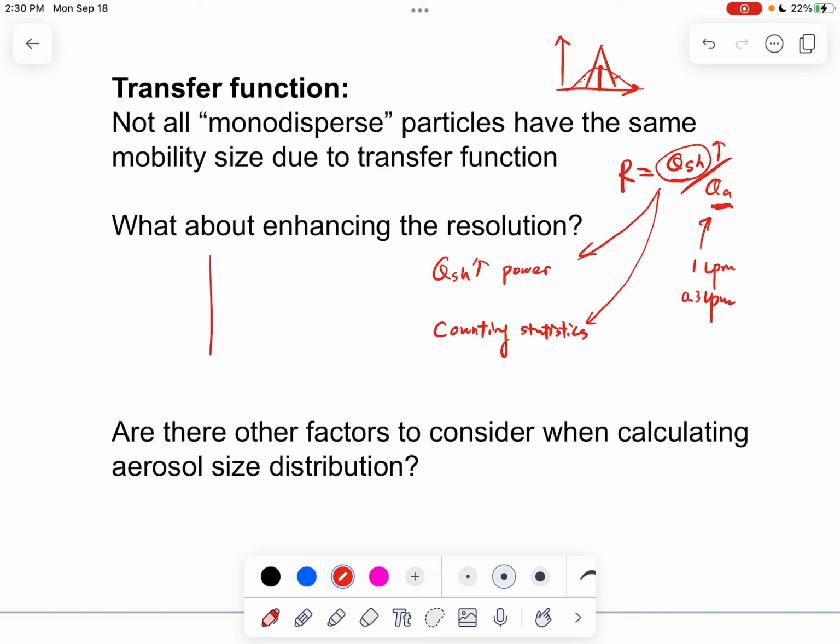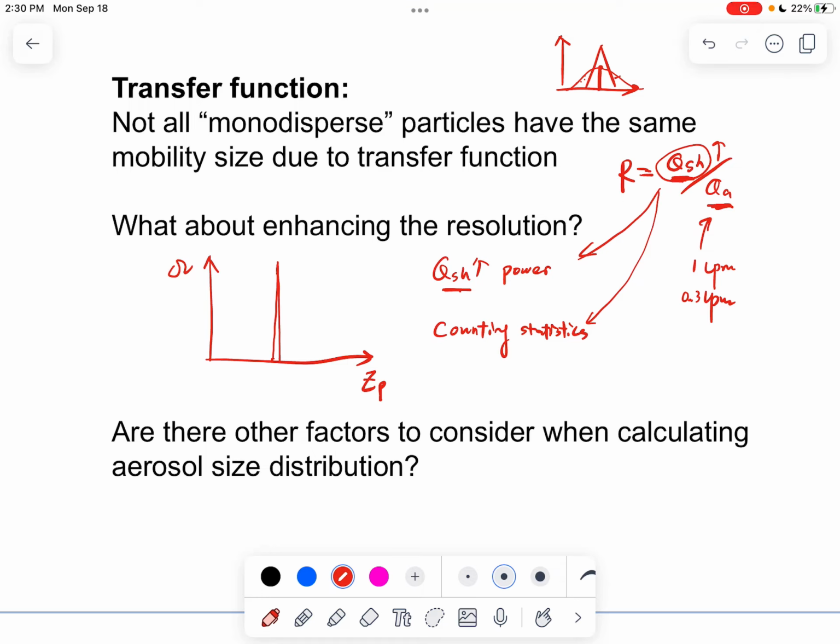So basically, when you're trying to have a very narrow transfer function, if you think of the extreme condition where you have almost a thin line of the transfer function, what this means is that at this mobility, you're going to collect very few particles. For example, because eventually it's the sheath flow that's diluting the aerosol flow, it means that you're only going to collect a very small fraction of the particles.